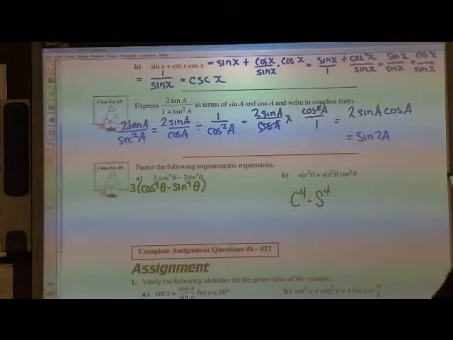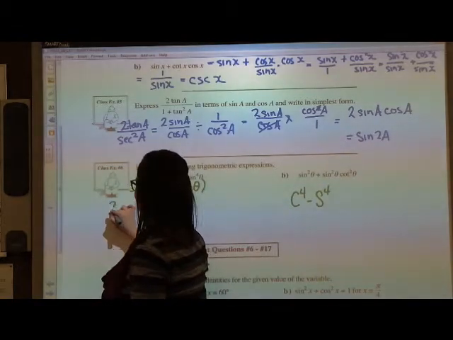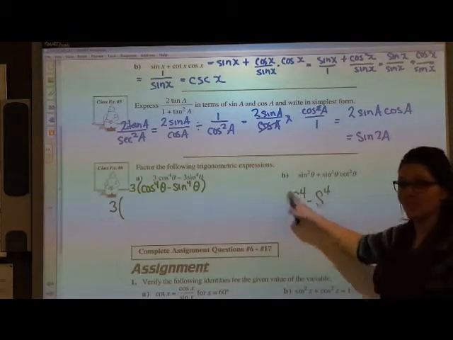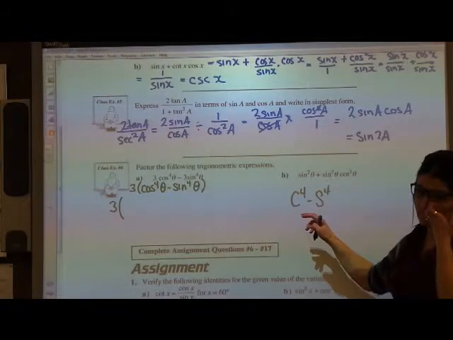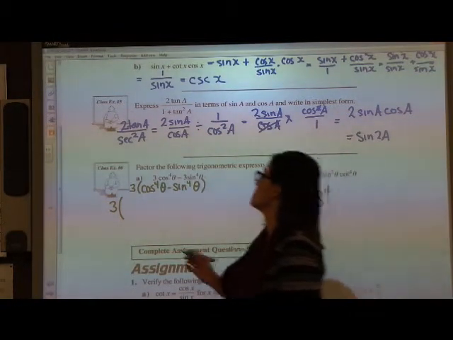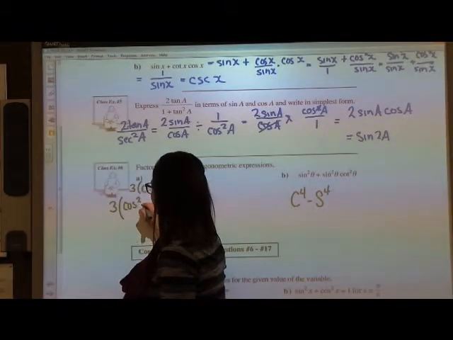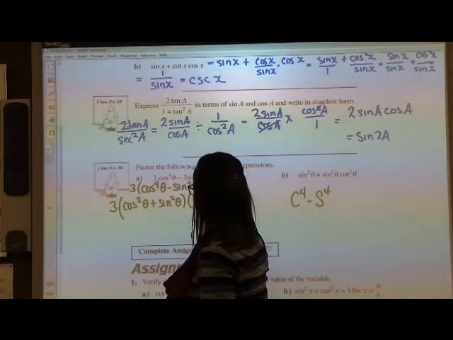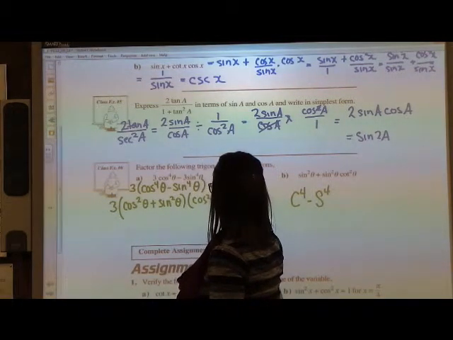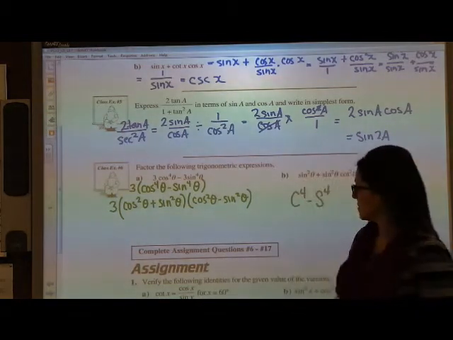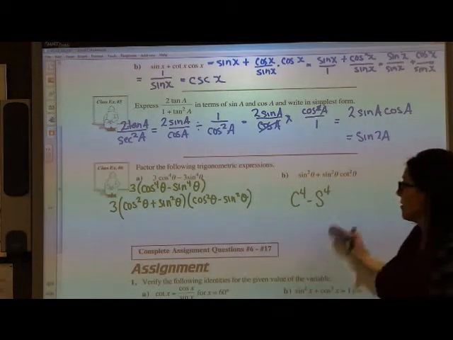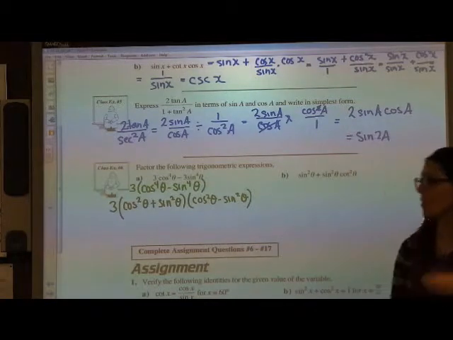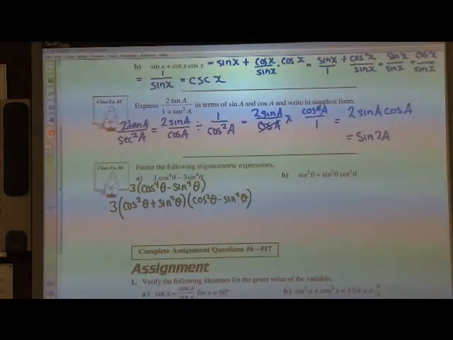It is a difference of squares. How do I factor it? So how would I factor this difference of squares? What would it become? C squared minus S squared and then C squared plus S squared. So C squared becomes cos squared theta. S squared becomes sine squared theta. Okay, now what?